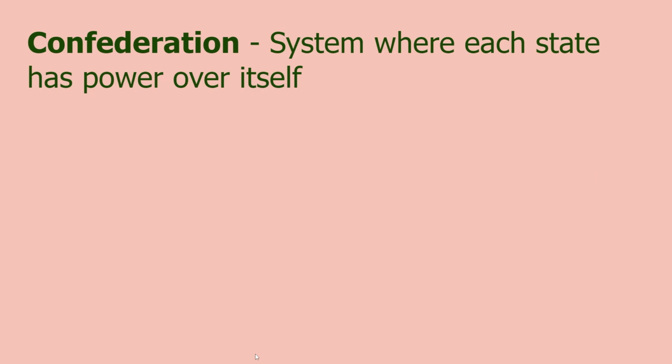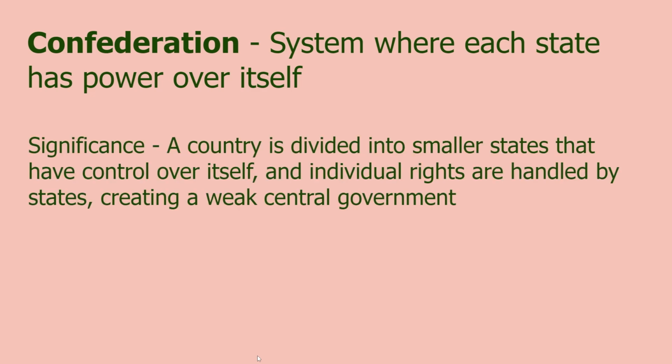Confederation, system where each state has power over itself. A country is divided into smaller states that have control over itself, and individual rights are handled by states, creating a weak central government. The reason the Articles was set up this way is because they had just come from a monarchy, a big central government in Great Britain, so they set up a confederation where states had a lot more autonomy and there's basically no central government. But this became a problem because you can't really have a unified country without a central government, so that's why the Constitution was eventually crafted.